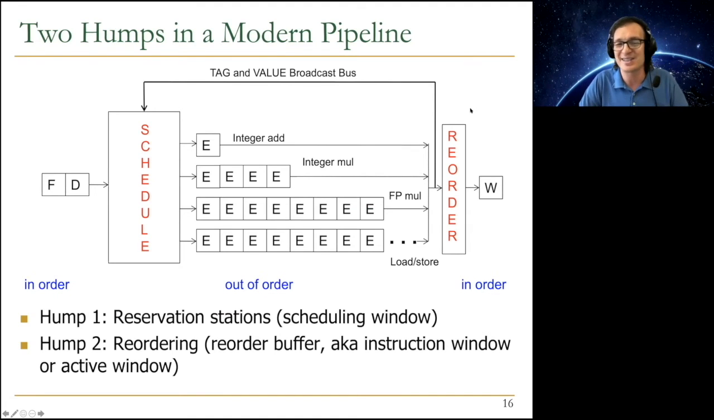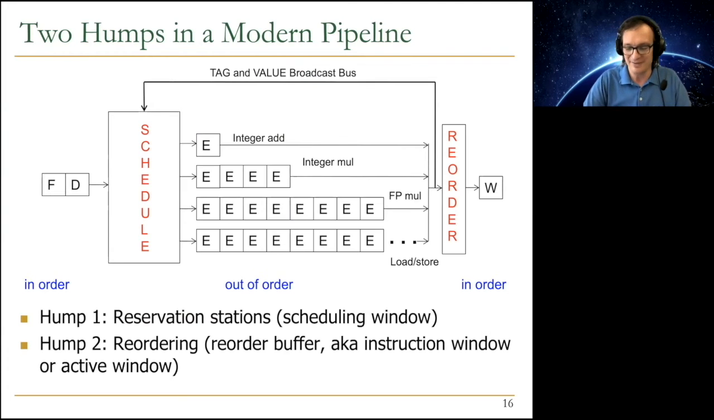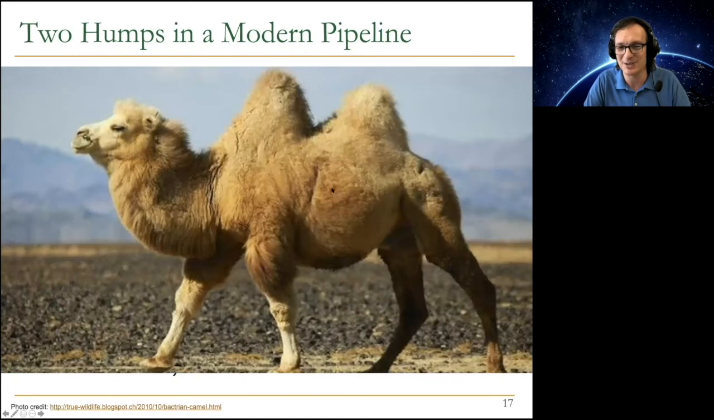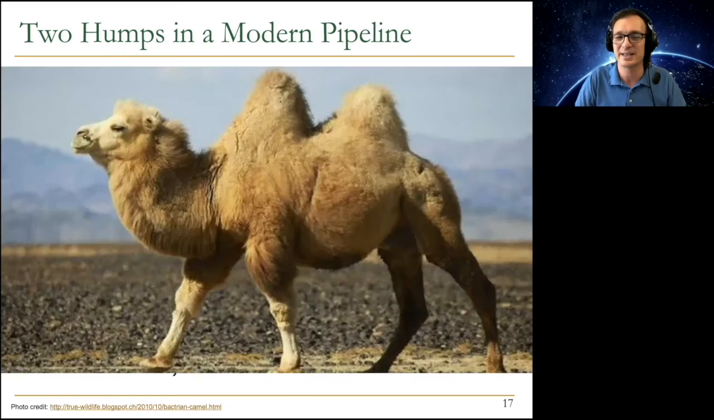So I liken this to a camel also. It's maybe not the perfect analogy, but you kind of have an out-of-order belly over here. But to go into the scheduler, you need to go in order over here. And then when you finish, when you're ready to go out as an instruction, you need to be reordered first. It's not the perfect analogy, but it helps you remember that an out-of-order machine has two humps here.